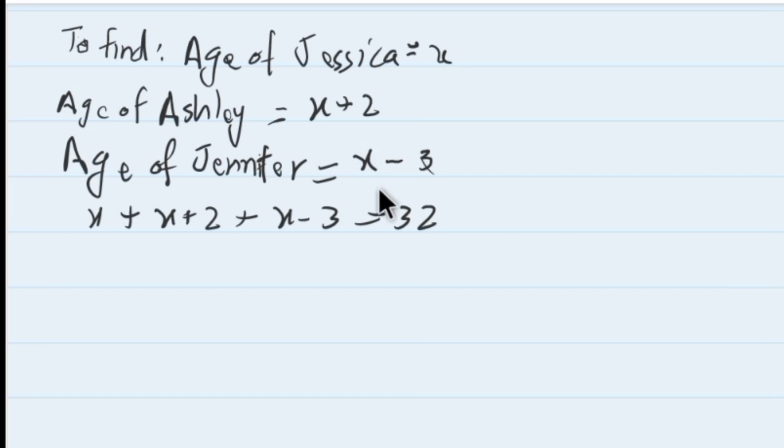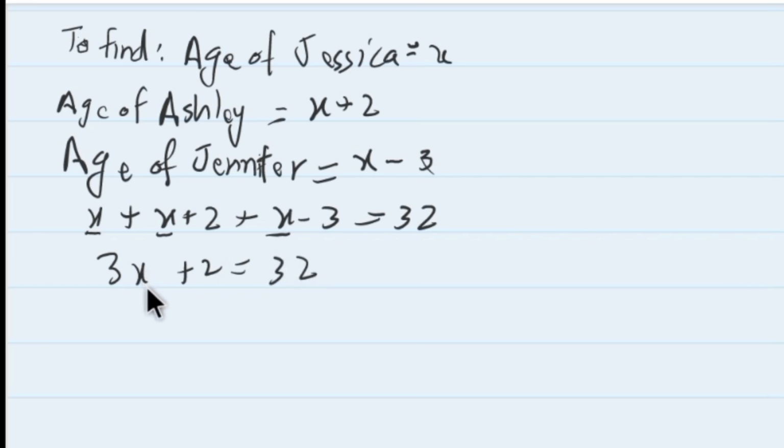Now we have to determine what the ages of the individuals are, that is Jessica, Ashley, and Jennifer. So the first step is to simplify the equation. Simplify the like terms on each side of the variable. 1 plus 1 plus 1, so there are 3x, so we get 3x plus 2 is equal to 32.